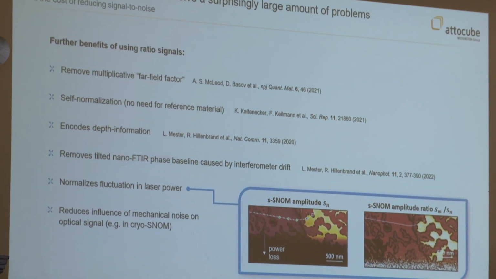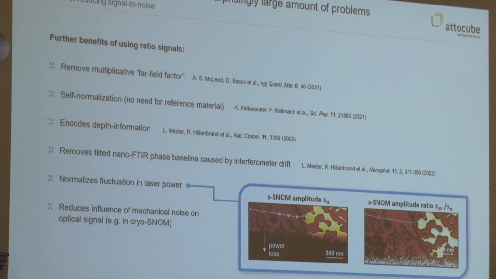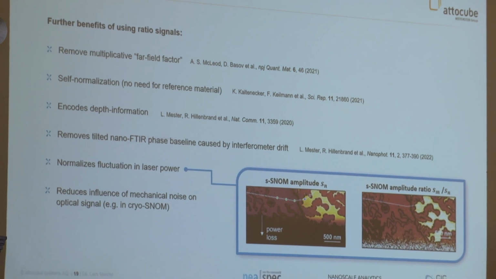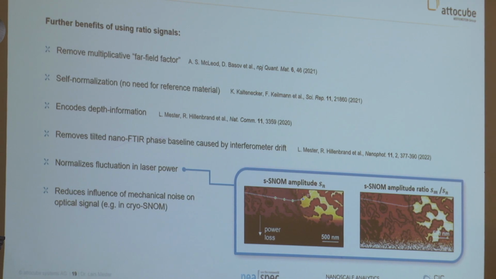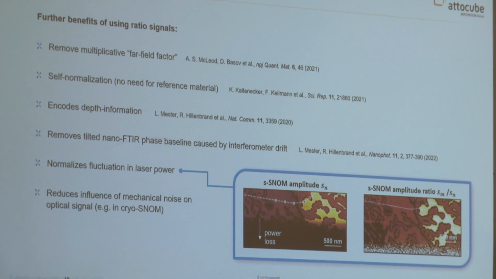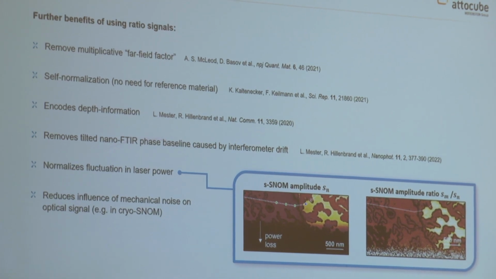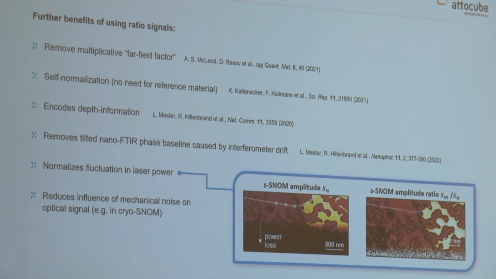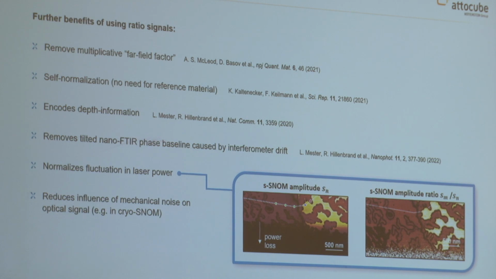You can learn about depth of an object or thickness of an object. We haven't really talked about this yet, but different demodulation orders probe differently deep. So if you compare two different probing volumes, you can somehow learn about what's happening in the vertical direction of the sample. If you take this ratio, also the drift will disappear. I don't have data showing that. So any fluctuation in the interferometer is also gone, because it's the same for all demodulation orders.